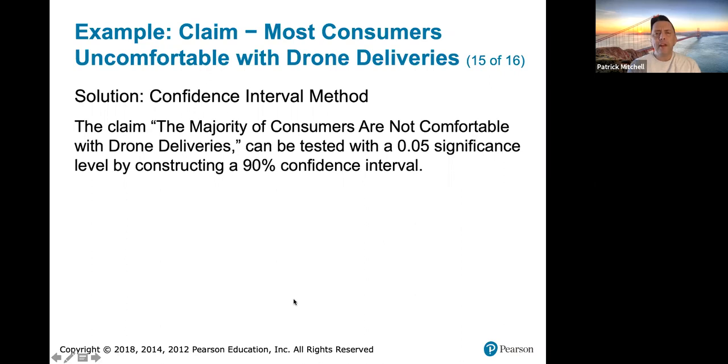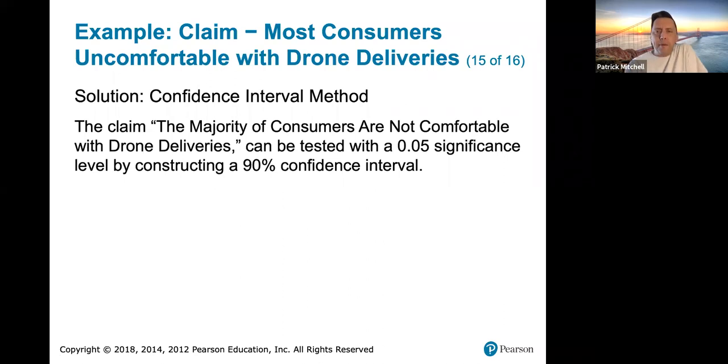Okay, really briefly, the confidence interval method. Again, this is not recommended for hypothesis testing, just to show you how it works. So the claim the majority of consumers are not comfortable with drone deliveries can be tested with a 0.05 significance level by constructing a 90% confidence interval.